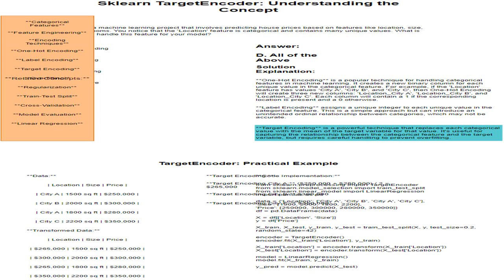All of the above methods are valid approaches for handling categorical features in machine learning. The choice of which method to use depends on the specific problem and the data being analyzed. True. Answer: D. All of the above.